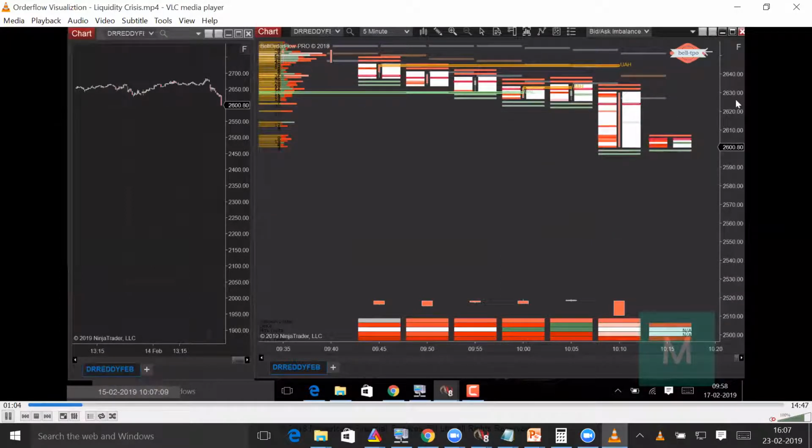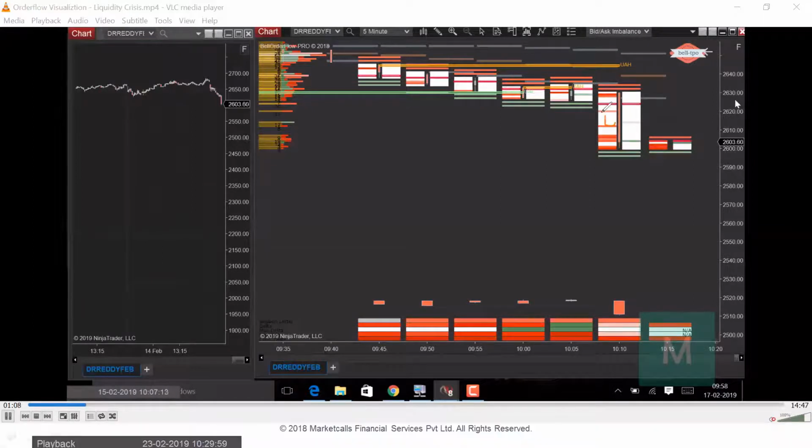You see a lot of white spaces. Those white spaces are the places where no volumes got traded. No volumes here, no volumes here. The price just keeps going down and down. See, very little volume transaction is happening over there.